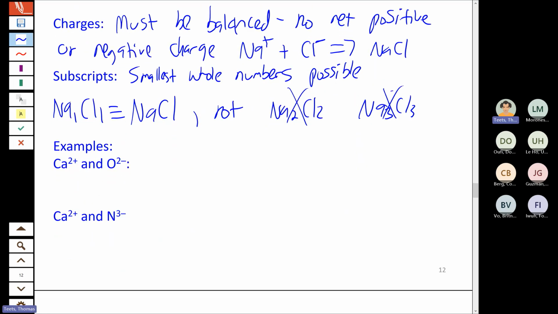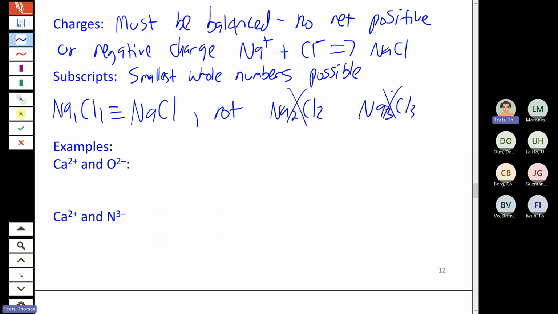So some examples of how would we predict the formula of ionic compounds? There's actually a very simple and almost brainless way to do this, which is that if you know the charges of the cations and the anions. Here I'm just giving you, okay, we're making an ionic compound with calcium 2 plus and O2 minus. Even if I didn't tell you that, you could use the periodic table to predict that calcium forms 2 plus cations, oxygen forms 2 minus anions. So you know the charges of the individual ions that are involved.